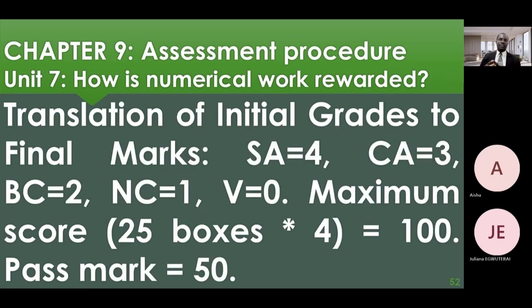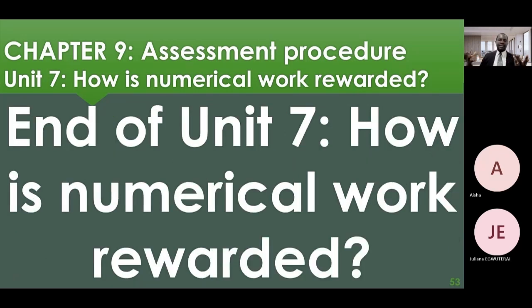So the translation of the initial grades and the final marks: we have superior achievement, you have 4 points. Competent achievement, 3. Below competent achievement, 2. No display of competent achievement, only 1 point. Void, 0. And the maximum is 25 marks across executive summary down to the appendix and the overall report, and you have 100 you are being assessed by. So the pass mark is 50. I think this is easy to achieve if you put in the effort. So that's how the numerical work is rewarded.